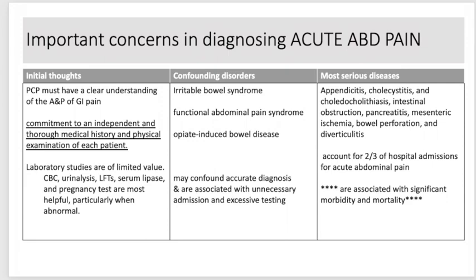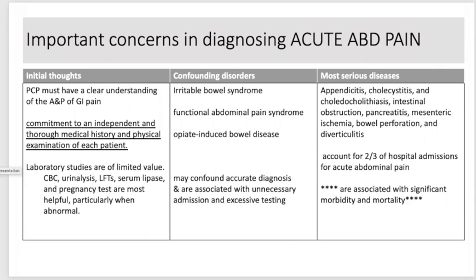Appendicitis, cholecystitis, obstruction, pancreatitis, mesenteric ischemia, bowel perforation, diverticulitis. They actually account for two-thirds of hospital admissions when we're talking about acute abdominal pain. So, that's why you need a high degree of suspicion. Those are also associated with high morbidity and mortality.